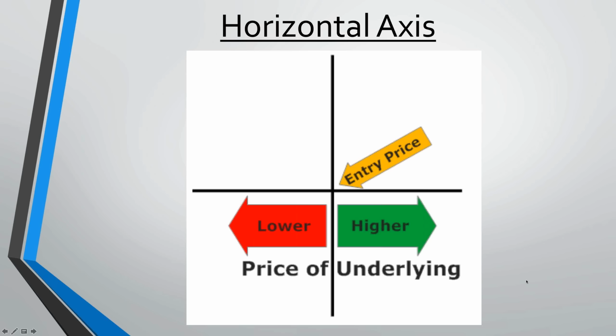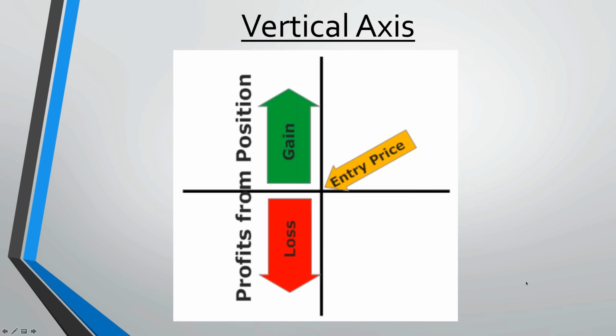Because when you look at the vertical axis, I'm going to say axis a few times, I'm sure, this is where you get the representation of your gain or your loss in your position. The underlying, of course, will dictate whether you have a gain or a loss in your position, but it'll be represented on the vertical axis.